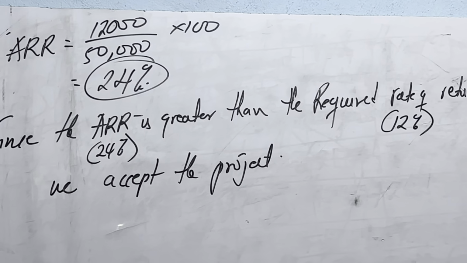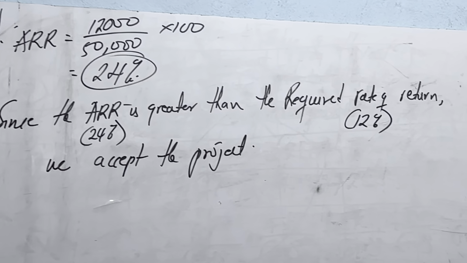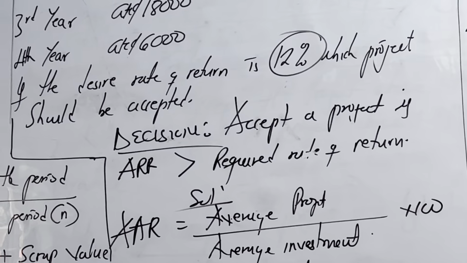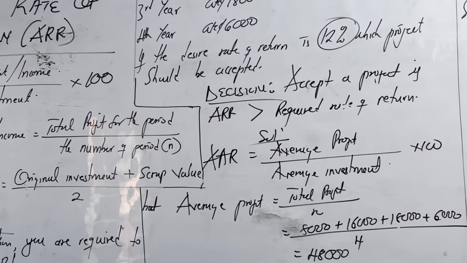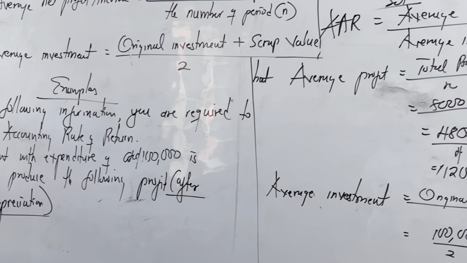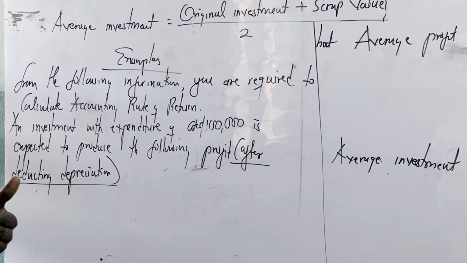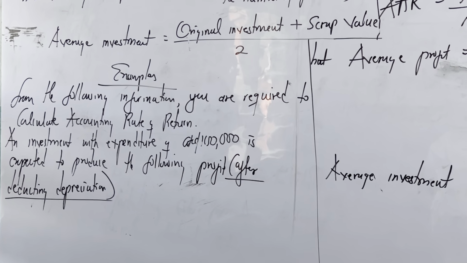Now let's look at example 2, where we are going to solve questions where we have profit before tax. You see, this is profit after tax. So when you are given profit before tax, then your calculation will be in table form.